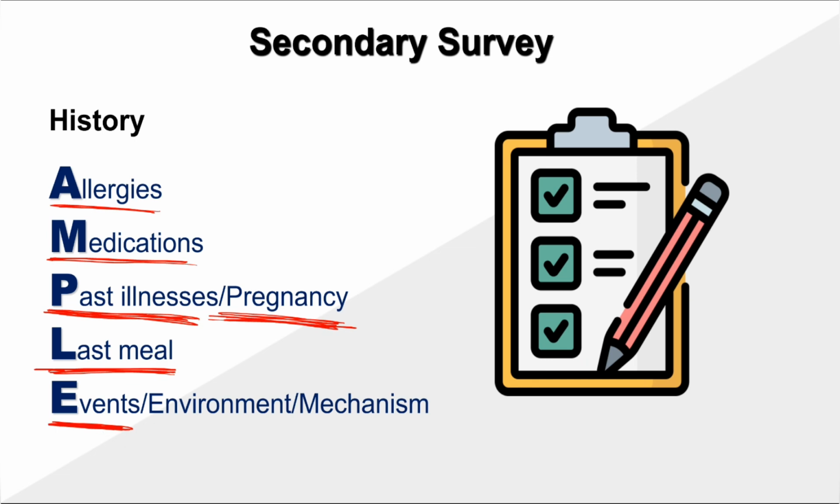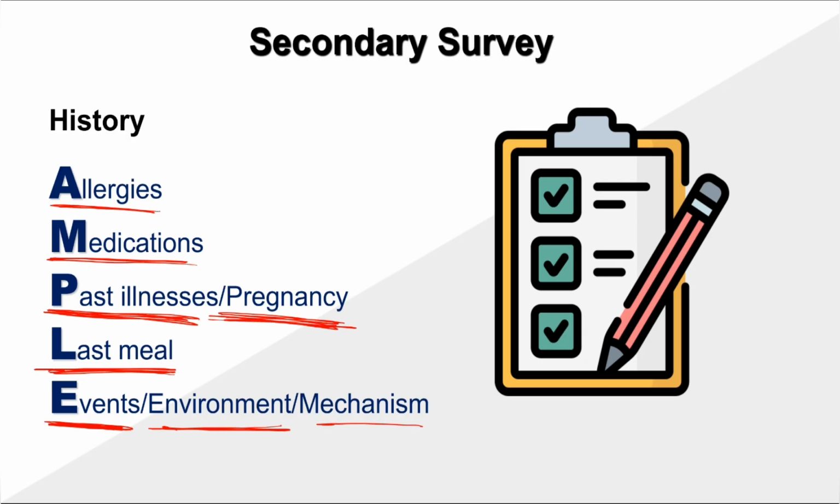E is the event that is causing that problem. For example, a patient has a chest pain, then loses consciousness, then has a road traffic accident. It means that they might have an MI. The environment, whether it was a cold environment or a hot environment, and the mechanism of injury.